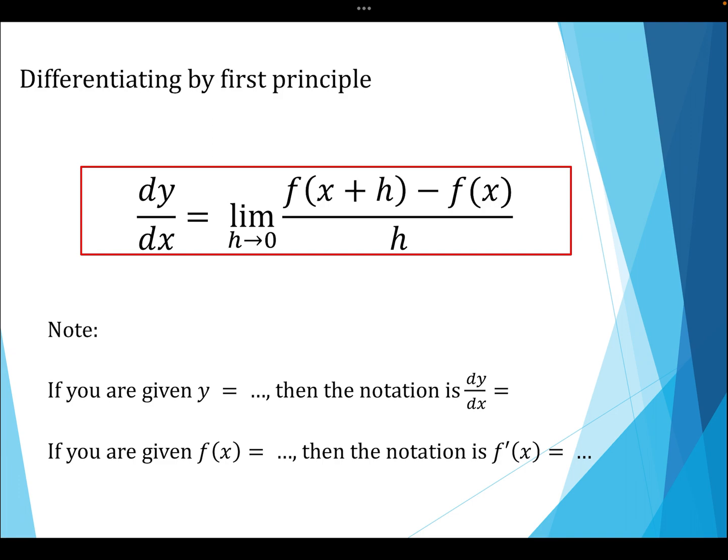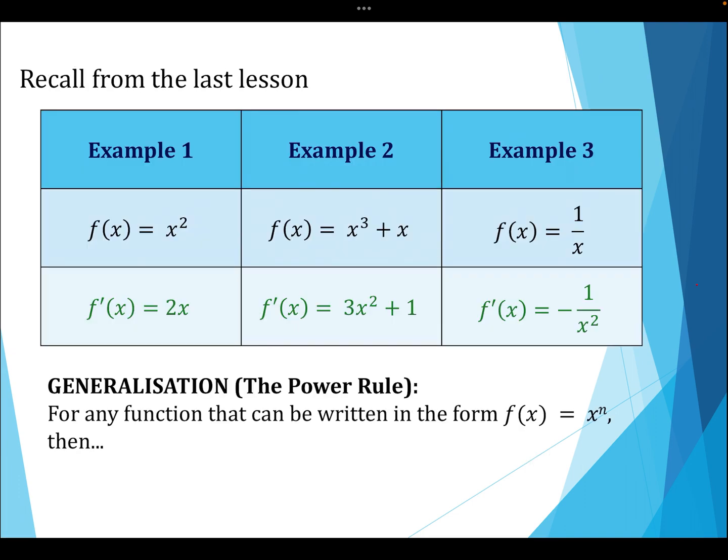So now, note that if you're given y equals something, then the notation of the differentiation is dy over dx. Or if you're given f(x), then the notation for the derivative is f dash x equals whatever. Alright, what I would like you to do is to think about the three examples that I showed you yesterday. You got first f(x) equals x squared, and then the derivative that I've shown you is f dash x equals 2x. Then you actually have to work out example 2 and example 3 yourself by first principles.